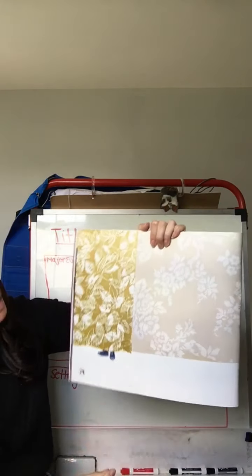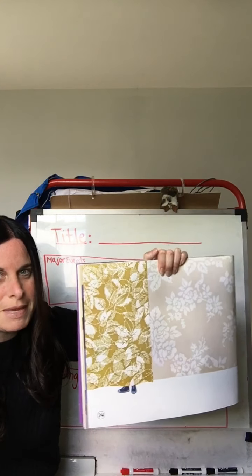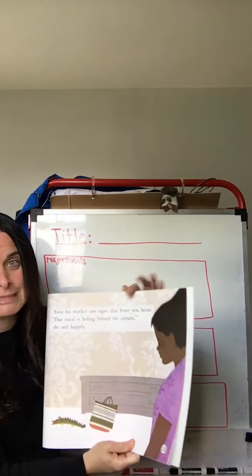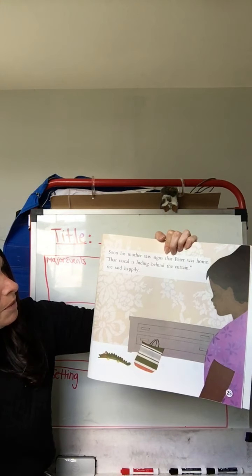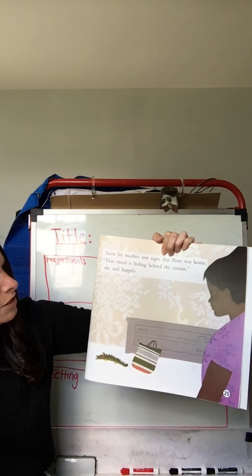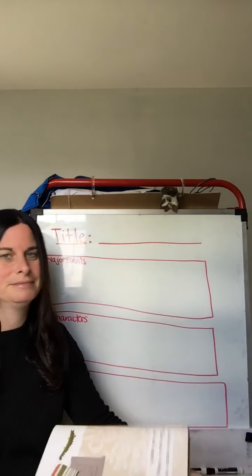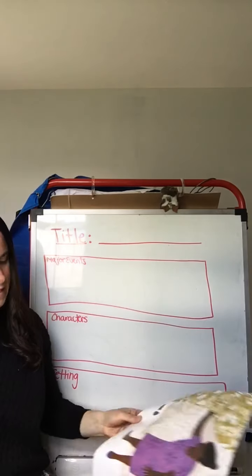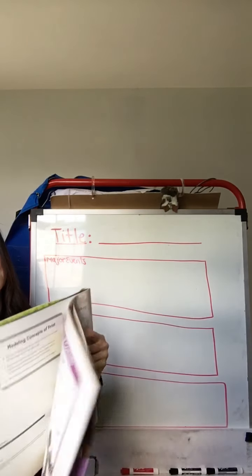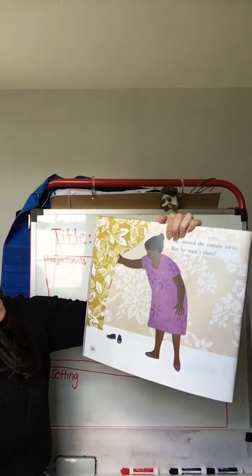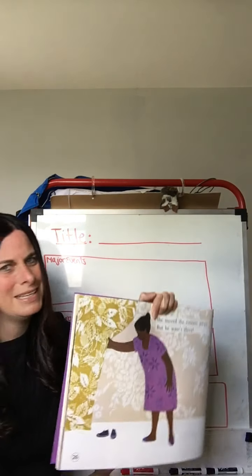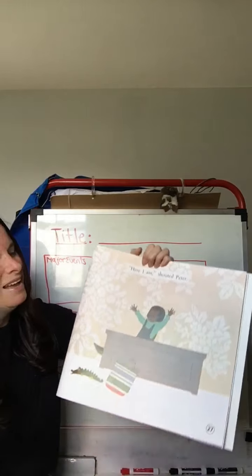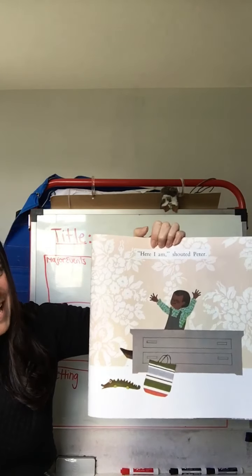Look what Peter did. He put his shoes under the curtains to make his mom think he was hiding there. Silly Peter. Soon his mother saw signs that Peter was home. "That rascal's hiding behind the curtains," she said happily. She moved the curtain away, but he wasn't there. He had tricked her. But he said, "Here I am," Peter shouted, right?